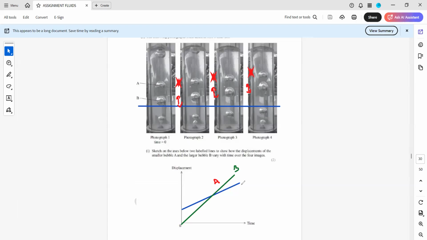Is it clear? It's just a sketch, I don't have to number that. I just have to sketch the result. Is it clear? Yes, sir.